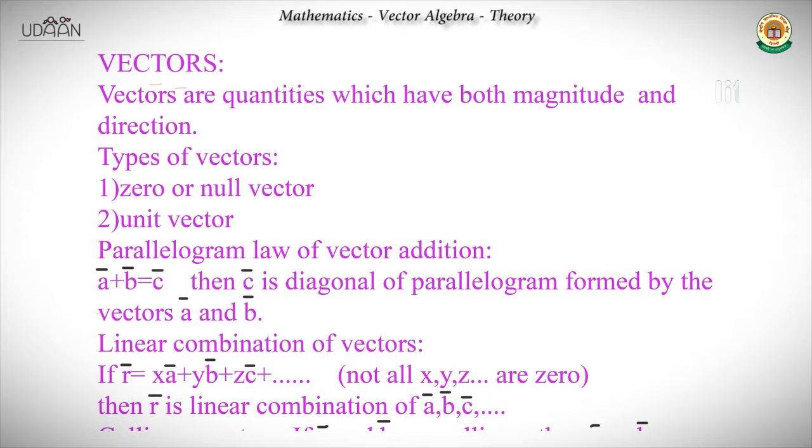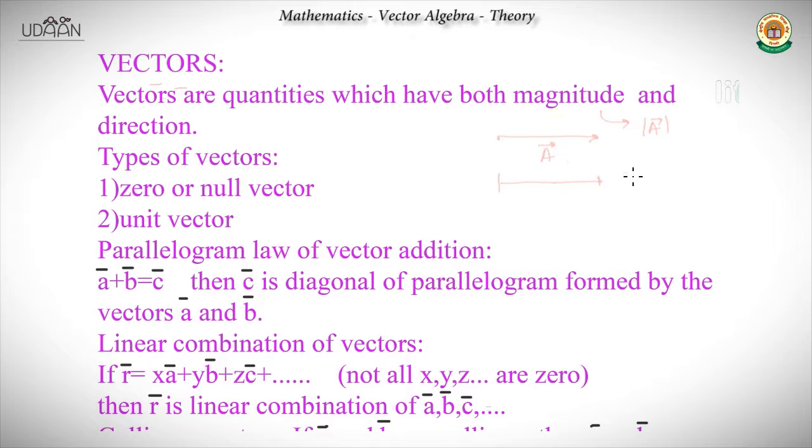Hello everybody, today we will be dealing with the topic vector algebra. Now, what are vectors? Vectors are physical quantities which have both magnitude and direction. Suppose we consider a vector a bar, then the direction of a bar is where the arrow is pointing and the magnitude is given by the length of the vector. So, the magnitude is denoted by mod a bar and it is the length of the vector.